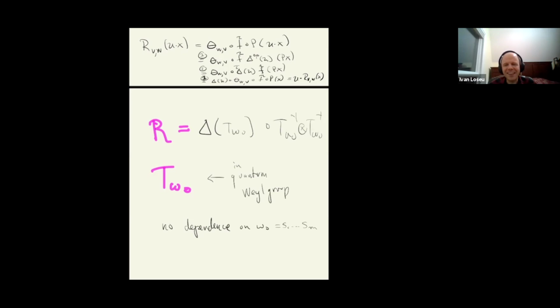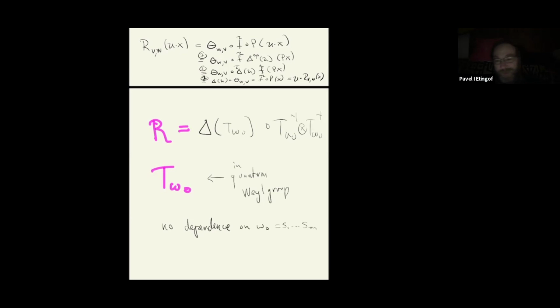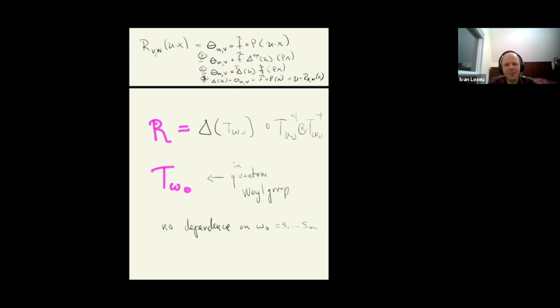And this formula is due to Levendorskii and Soibelman, by the way. Okay. Other questions or comments?